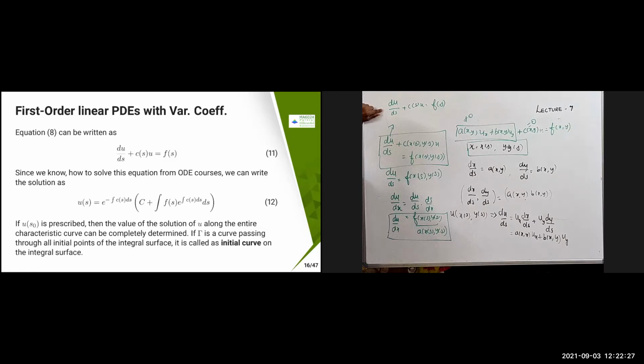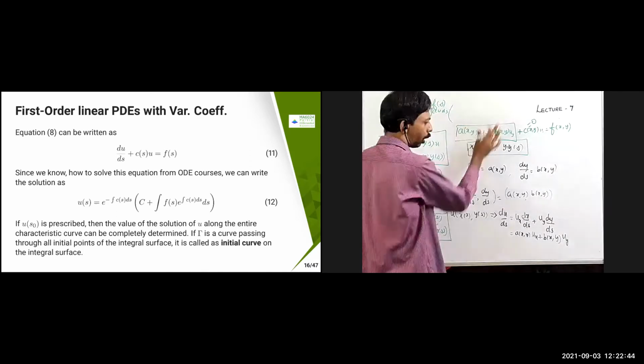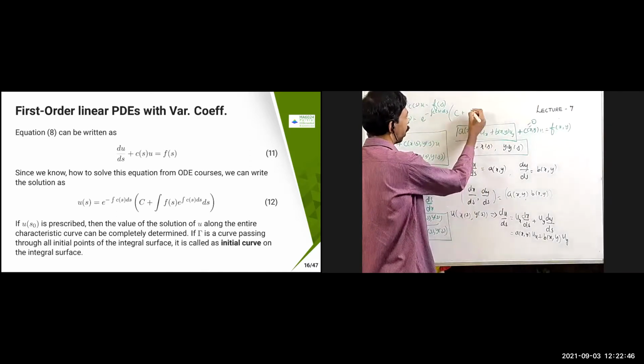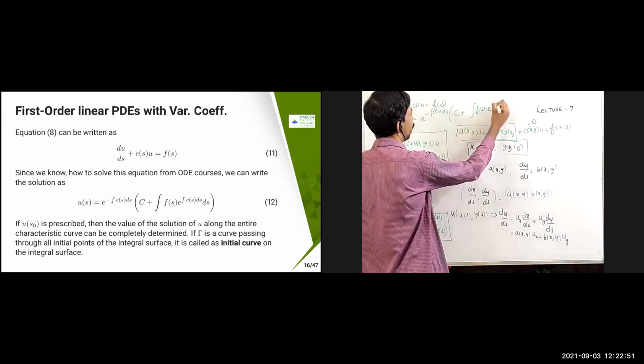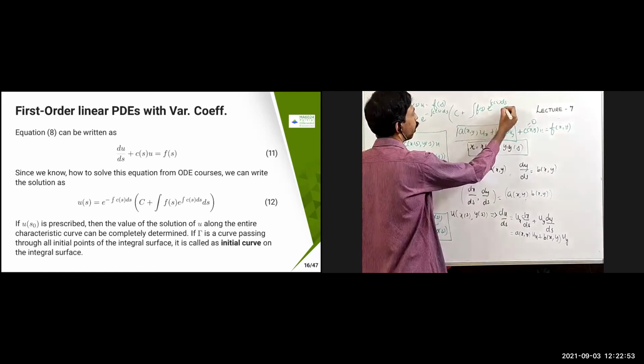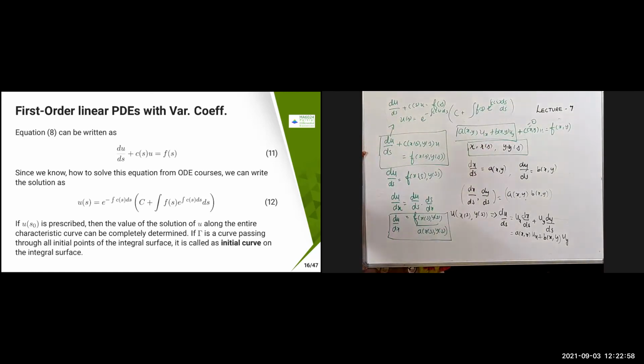Now this is an ODE problem with respect to the variable s. Now you can solve this problem. How do you solve this? u of s equal to e to the power minus integral c of s ds, and then you can put some constant c plus some integral f of s into e to the power integral c of s ds. So this is going to be your u of s, you can solve it.